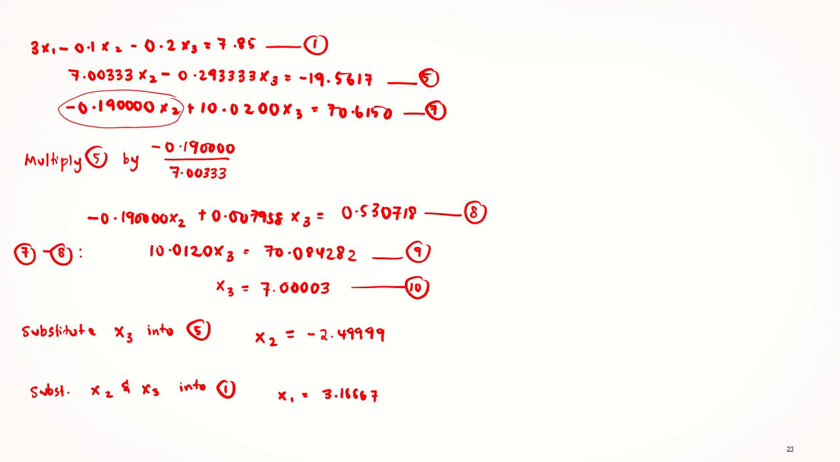Right, so from there we can compare it with the previous example. If you refer back to the previous example, the answer for x1 would be 3, x2 would be negative 2.5, and x3 would be 7. So it's a bit similar to what we should obtain.